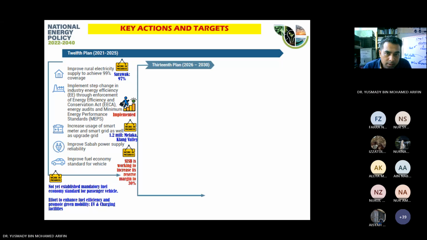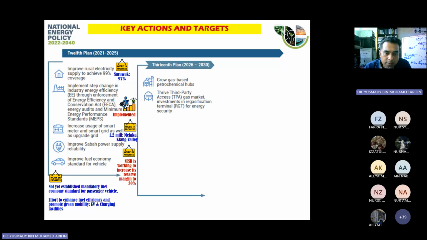13 plan. Start from 2026 until 2030. So yang ni belum ada lagi tapi di tengah, maknanya before 2026, this plan dah kena start lah. Okay. For example, grow gas-based petrochemical hubs, especially involved with the green energy petrochemical hubs. So try to reduce the release of CO2, GHG gases and so on. Okay. Drive third-party access, TPA gas market, investment in regasification terminal, RGT, to energy security.